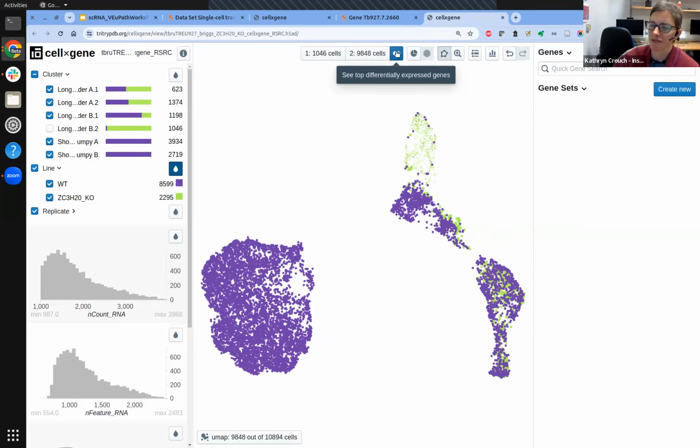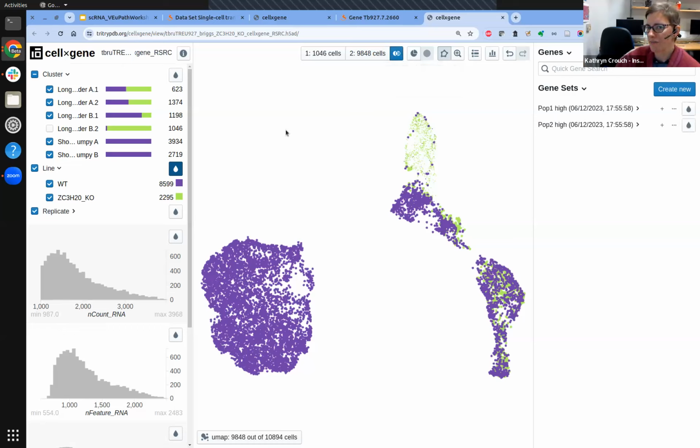And this runs a differential expression between those 2 groups of cells and shows me the top 10 differentially expressed genes, I think. That doesn't take very long. You see we've got 2 things popping up here. So population 1 refers to the group of cells that we put in the box labeled 1, and population 2 refers to the group of cells that we put in the box labeled 2 up here.